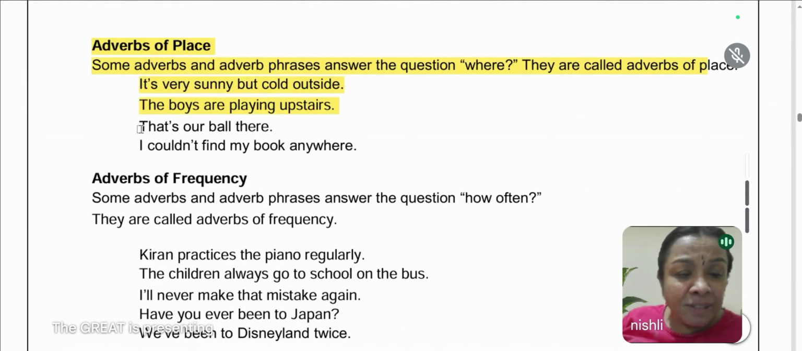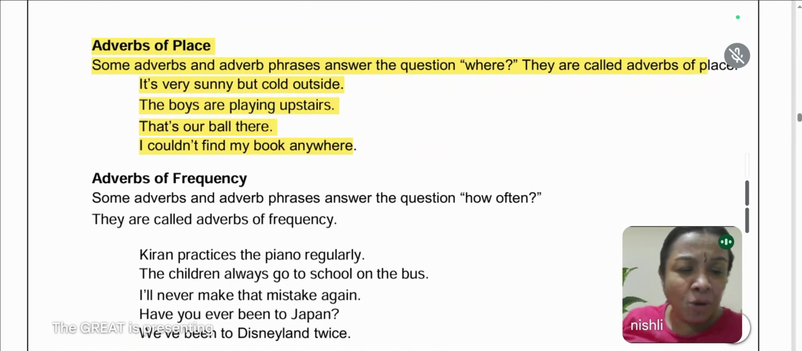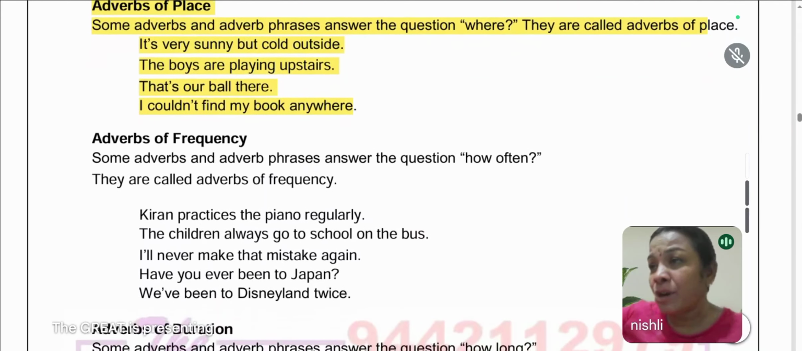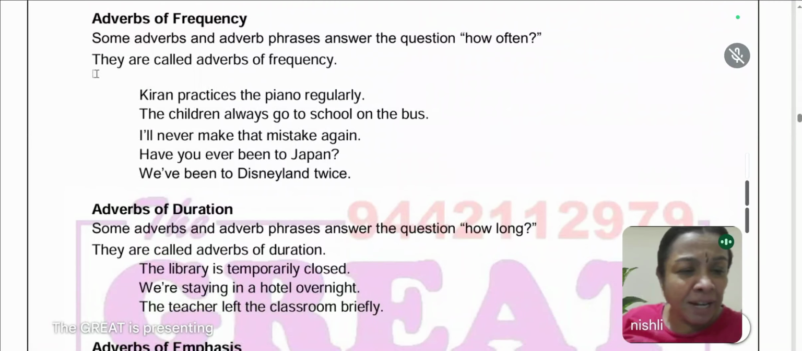That's a ball there. So where is your ball? There. It's lying there. So they are pointing to one place. So that is a place. Place always denotes here, there, any place in the playground, outside, inside, upstairs, downstairs. So it refers to a particular place. In, out, anything.